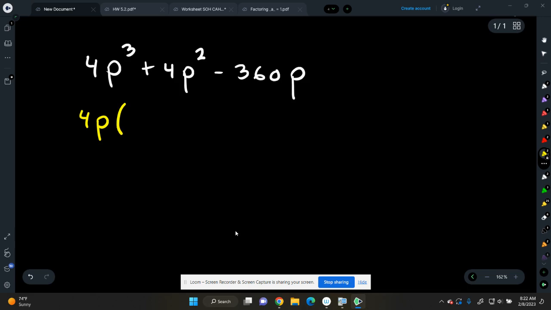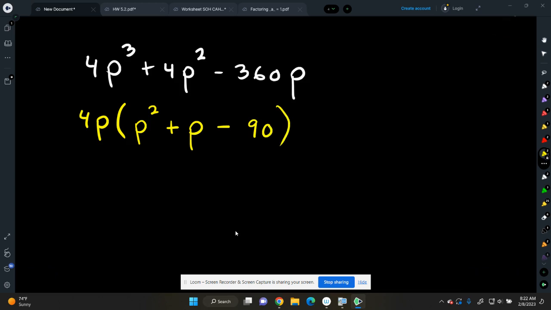4p. What's left when I take 4p out of 4p to the third? P squared. Okay. How about when I take 4p out of 4p squared? P. And then 4p out of 360p is 90, and there's no p left. Let me factor that down. Okay. So we took our greatest common factor out.